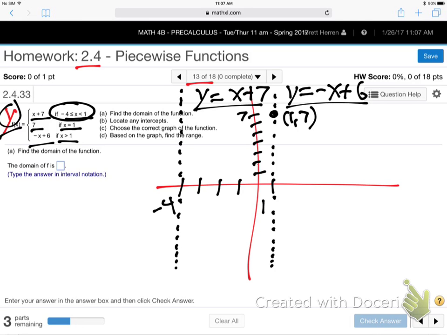Okay, so here we go. Right in this middle section, I'm going to make an xy chart. And the y is x plus 7. Getting in the way of that 1 there. X plus 7. We good?